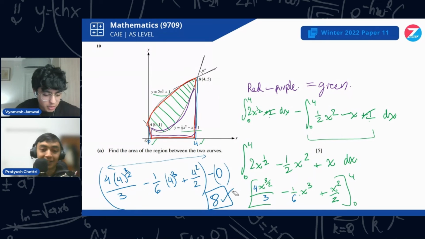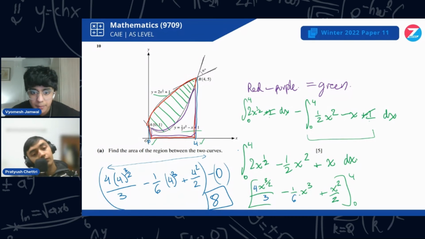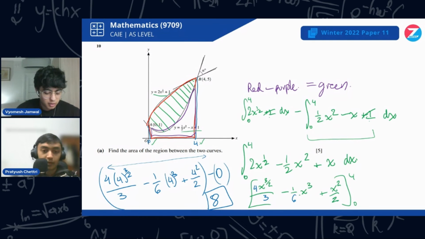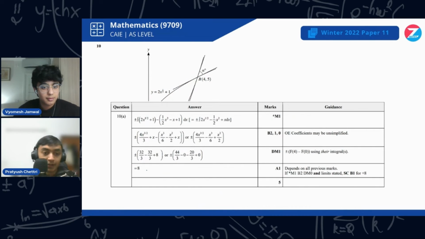Okay, let me just go back to scratch. So it'll be 1 upon 2, 3 upon 2, 2 divided by 3 upon 2. So that's 4 upon 3, that's correct. That'll be 3, 1 upon 6. And then we just put in the values into that. So 4 to the power 3 upon 2 times 4 divided by 3 minus 1 upon 6 times 4 to the power 3 plus 16 upon 2. I got 8. Awesome. Indeed, it is 8.